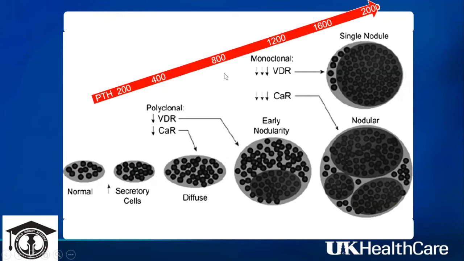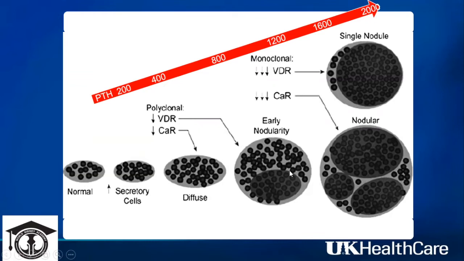Then if we don't control this and the PTH goes higher, from 400, 500 to 800, we see early nodularity. Now there is transformation of this polyclonal glandular hyperplasia to a monoclonal one. It's a small nodule, early nodularity.